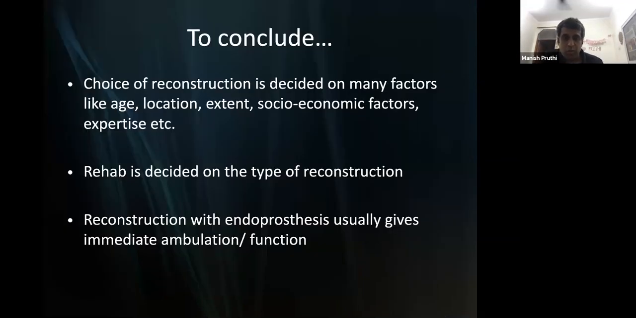So to conclude, the choice of reconstruction is decided on many factors like the age, location, the extent of the tumor, socioeconomic factors, the expertise of the surgeon, and the institution facilities which are available. The rehab is decided on the type of reconstruction, and reconstruction with endoprosthesis usually gives an immediate ambulation or function.